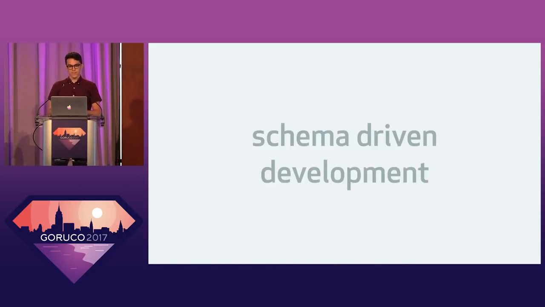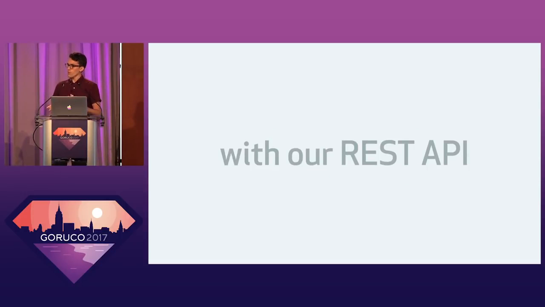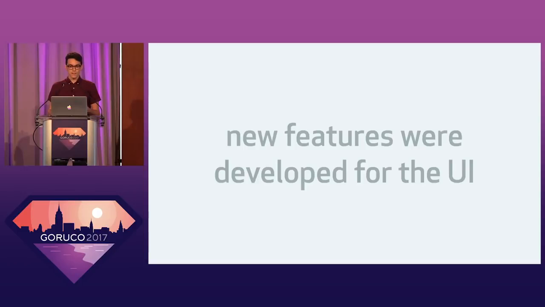We also practice something called schema-driven development. So before, with our REST API, new features were developed for the UI first. So take, for example, the project board feature. It was released about a year ago. The way that that feature would have been built is we start with, say, the model, then we move on to the controller, and then we have our view until eventually we have this feature inside of the UI.